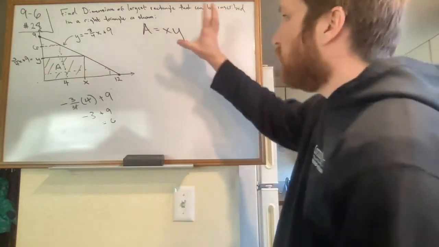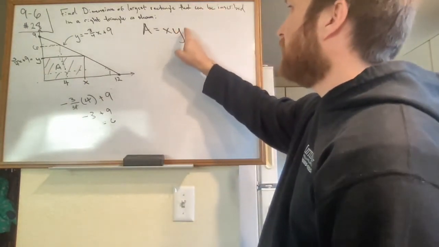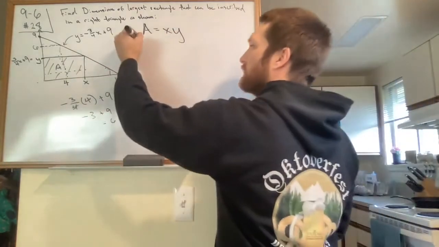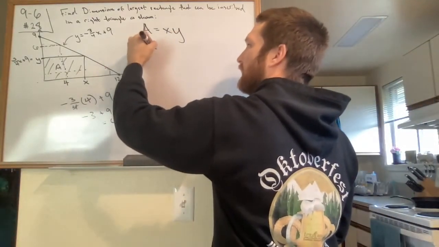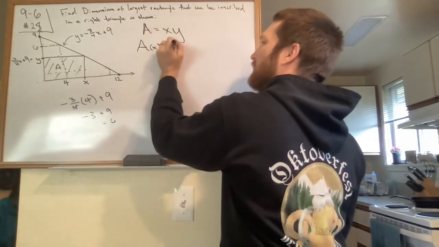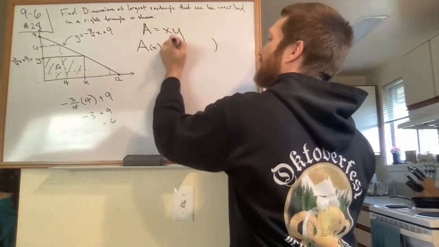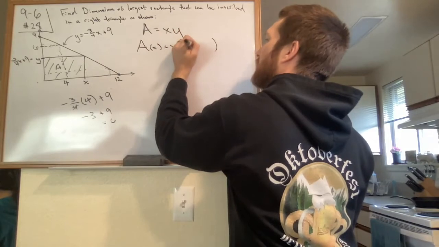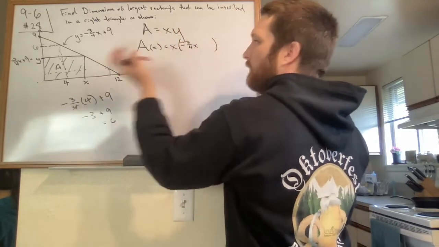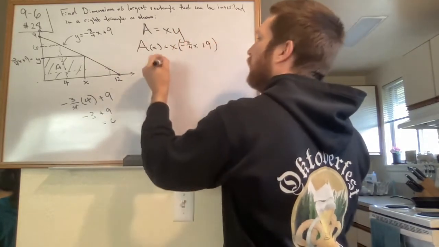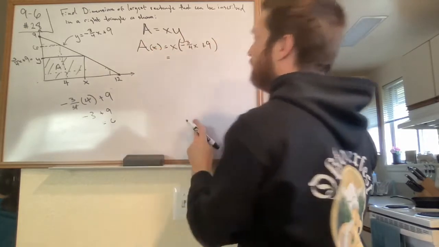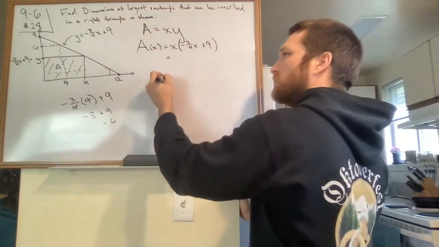But we could do this all in one step by just saying, well, let's replace that. And of course, that was the whole goal, is to turn my output function into a function of one variable. And so instead of x times y, I'm going to say x times minus 3/4 x plus 9, which I could rewrite as, but before we do that, let's go ahead and just graph it.